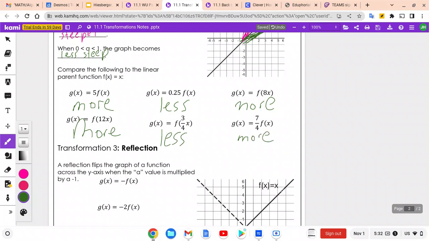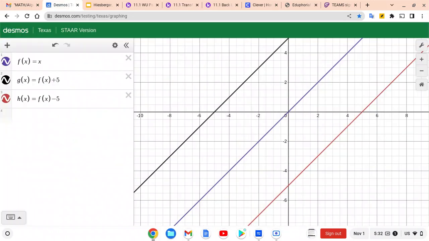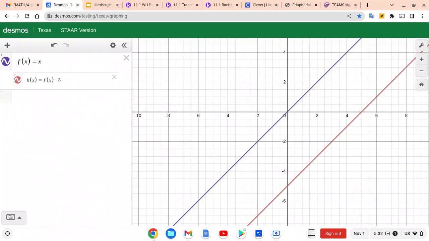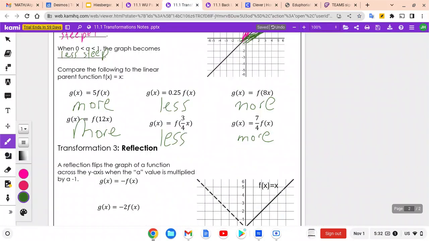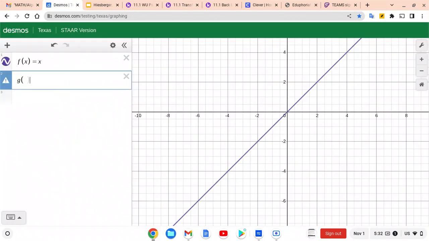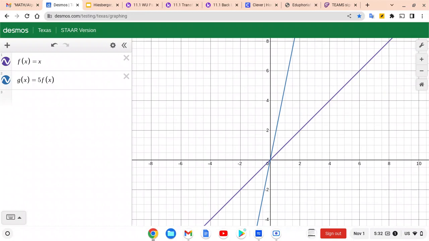To illustrate, let's try a few. Again, keep that parent function. We're going to try g of x equals 5f of x. Notice how it is steeper. It is above the parent function, closer to the y-axis. Closer to the y-axis means steeper.